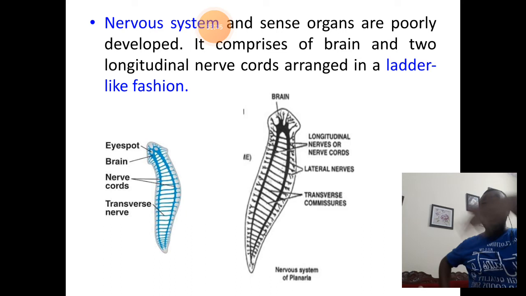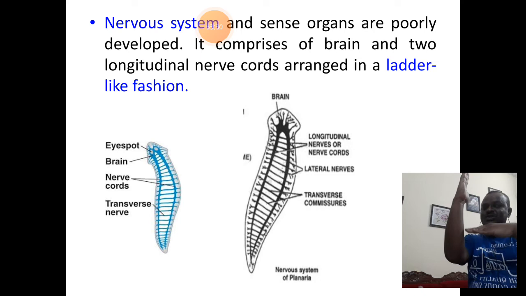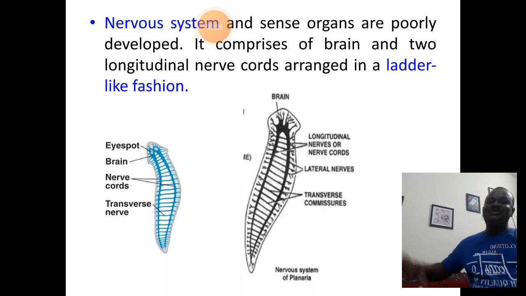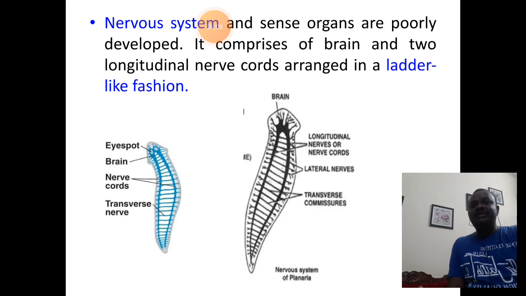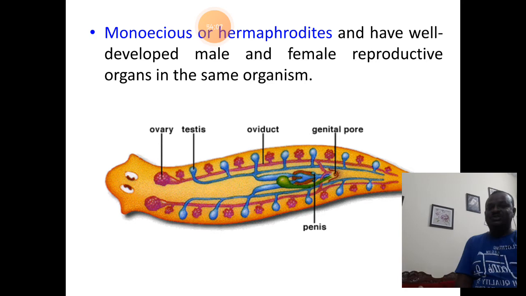At the junction of the transverse nerve with the longitudinal nerve cord, towards the outside another branch moves, which we call lateral nerves or peripheral nerves. So overall, the nervous system is present towards the ventral side of the body of the animal and looks like a ladder. Hence, the nervous system of flatworms is generally called a ladder-type or ladder-like nervous system. This is another special feature related to flatworms.